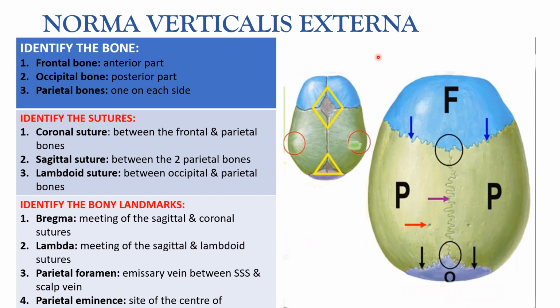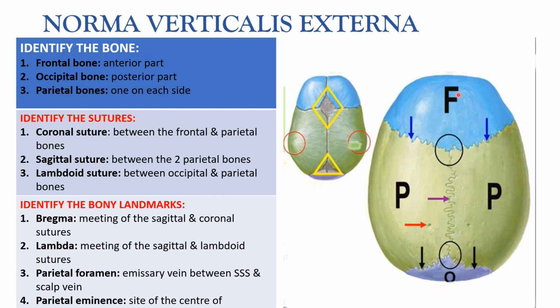So we'll look at another angle of the skull, which is the norma verticalis. We are looking at the skull from above. Now we have norma verticalis externa. When we look at the external part of the skull from above, that is the norma verticalis externa. We'll follow the same routine: we'll look at the bones, the sutures, the bony landmarks, and then the foramina. To identify the bones, we have the frontal bone.